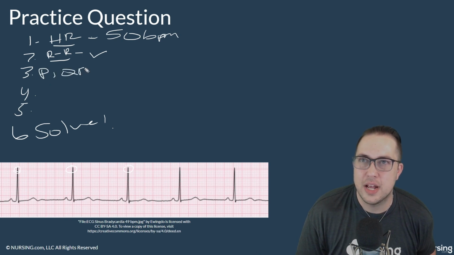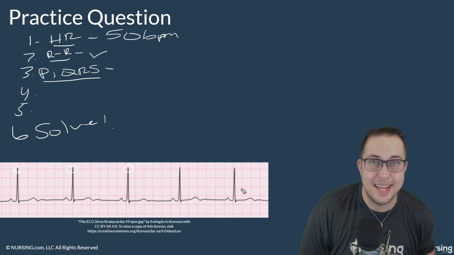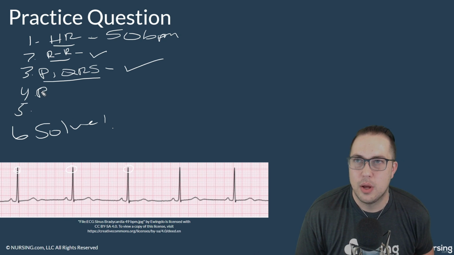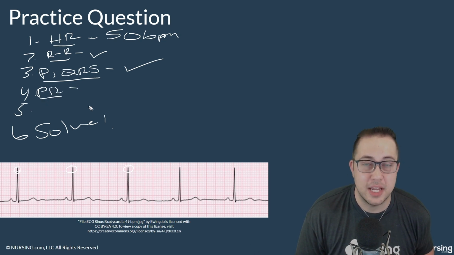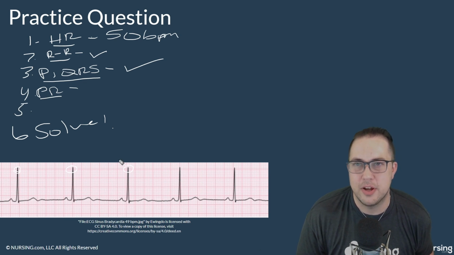P to QRS ratio. Do we have one P wave for every QRS complex? P, QRS, P, QRS, P, QRS, all the way down. And indeed, we do have one P wave for every QRS complex. Now, that PR interval that we're taking a look at, let's go down here and we'll take a look at this one, right? Let's measure the number of little squares. We have 1, 2, 3, 4. 4 squares of our PR interval.